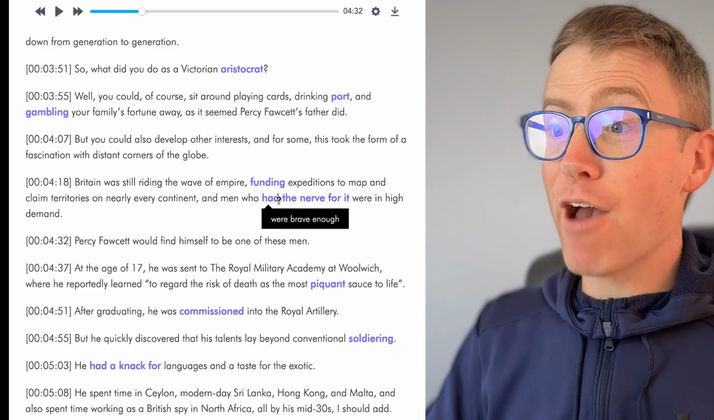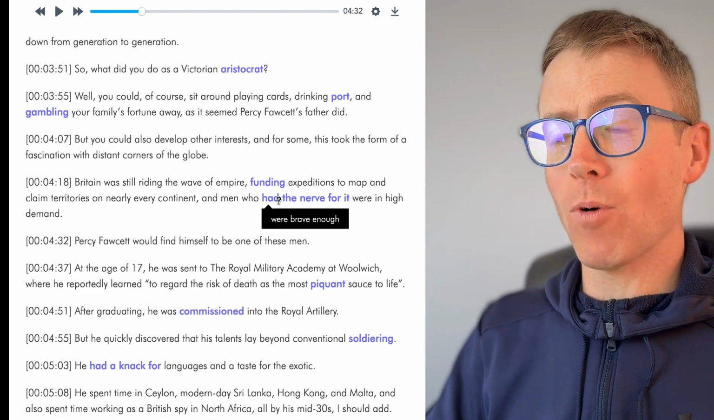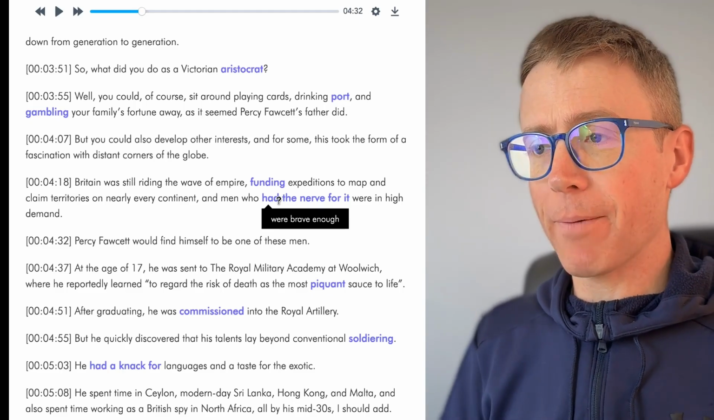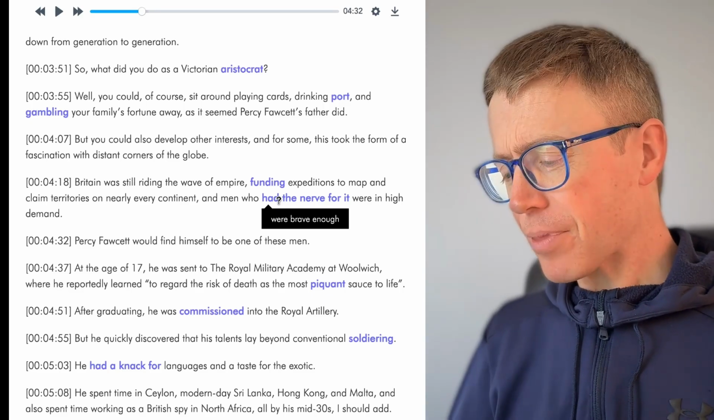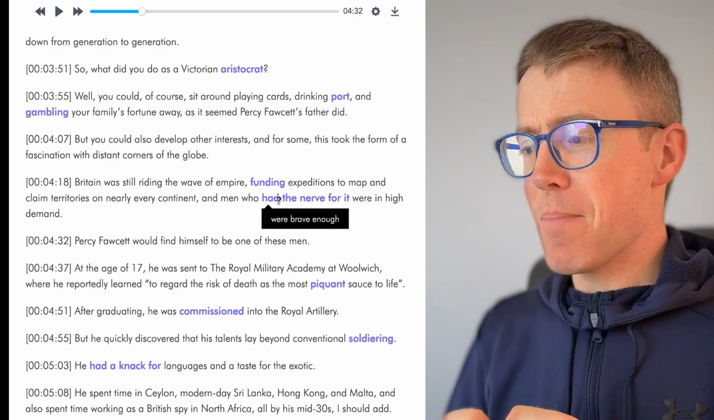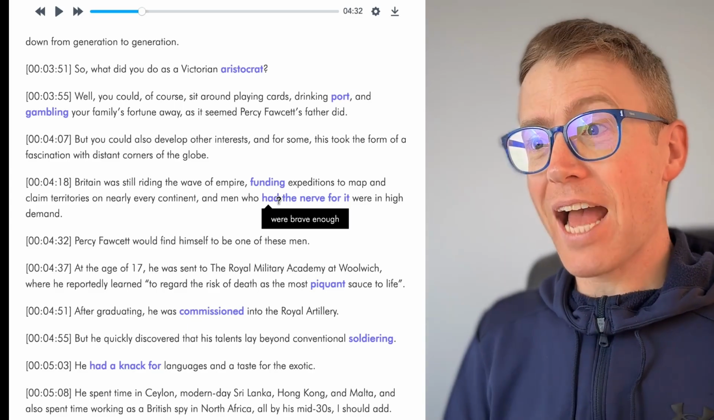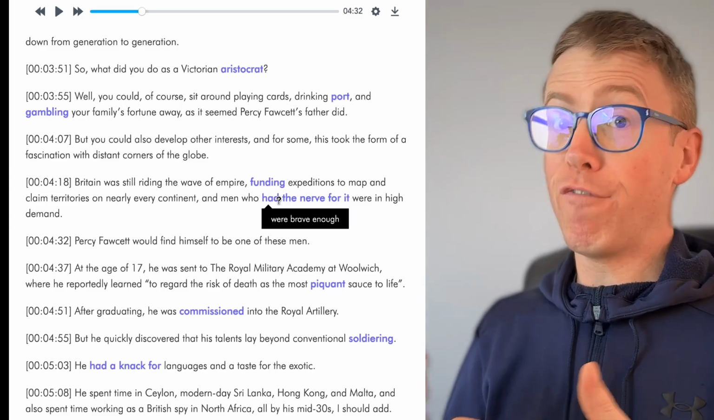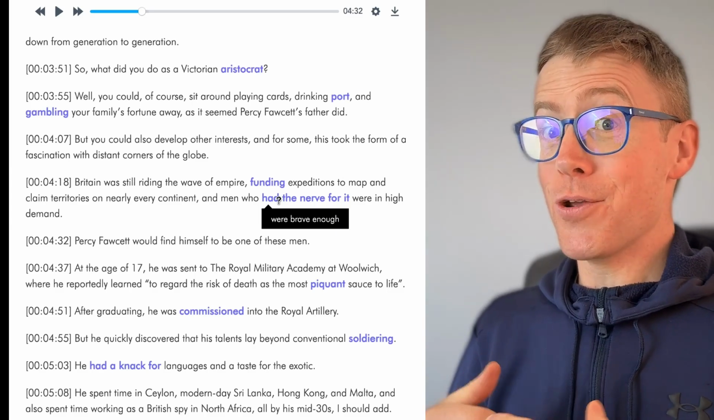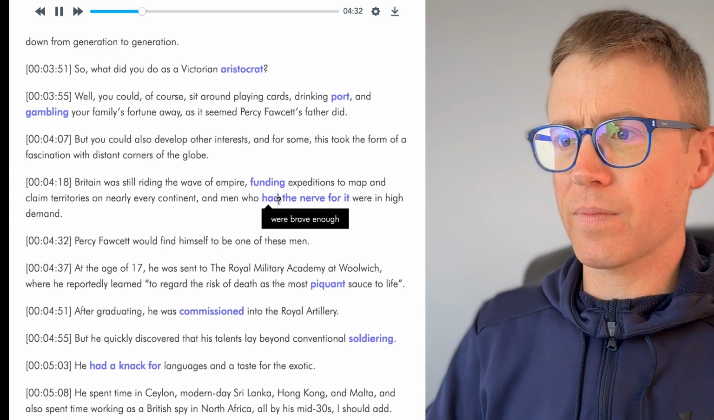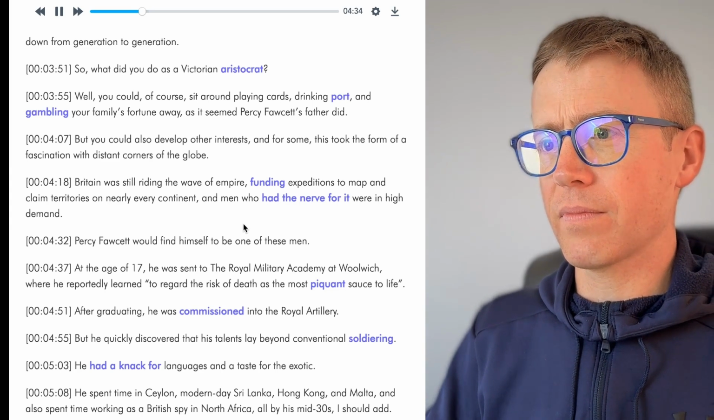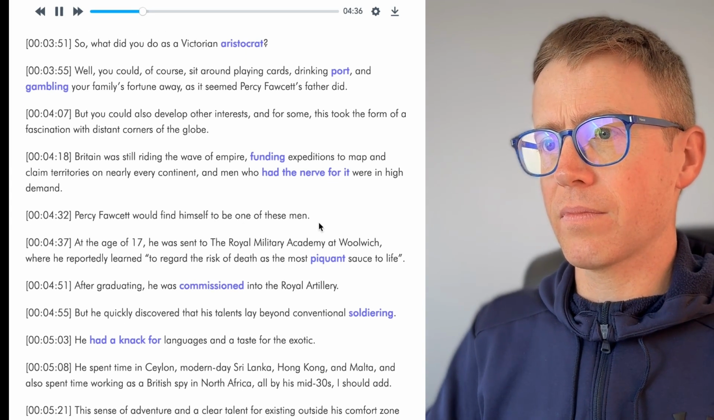Okay, if you have the nerve for something, or have the nerves for something, it means you are brave enough to do it. People talk about their nerves, meaning kind of courage. And if you have the nerve for something, that means you are brave enough to do it. Percy Fawcett would find himself to be one of these men.